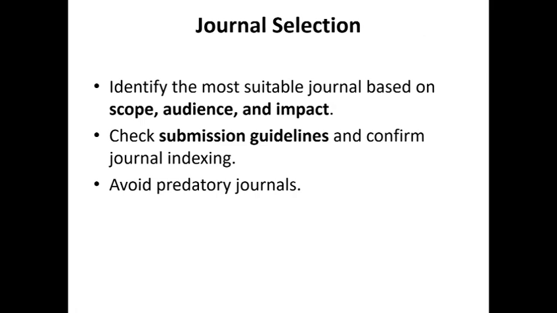Check submission guidelines. If you go to any journal website, you can see there will be submission guidelines and also journal indexing given. That is, this particular journal is indexed in Scopus, which means after 1.5 or 2 years a journal will get indexed. So if it is indexed in a database, it is a very good journal. You can confirm that. And avoid predatory journals. This we will come to.